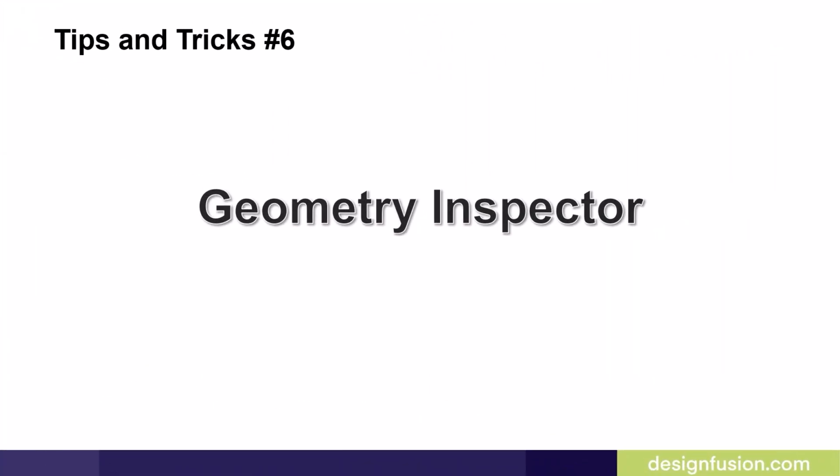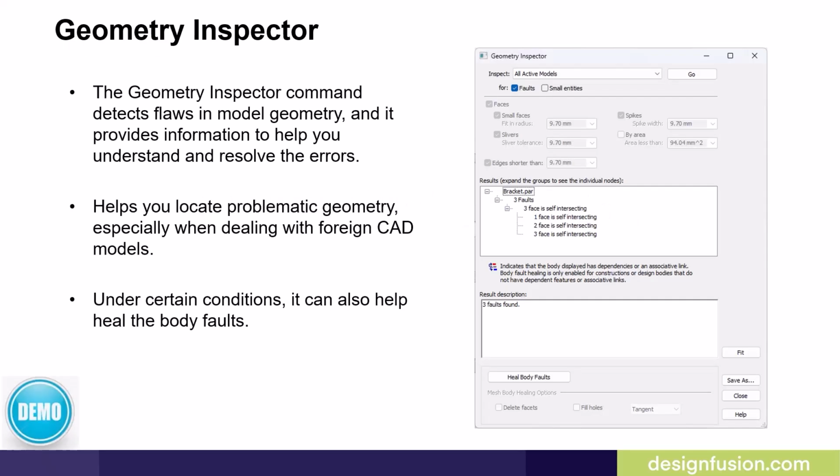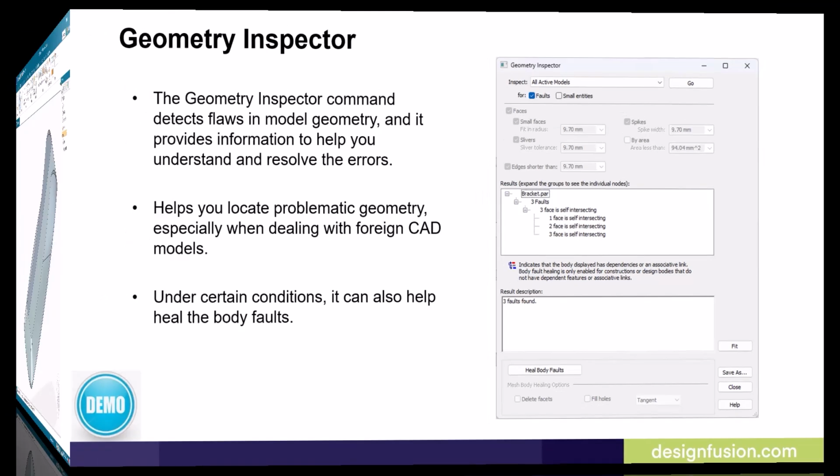Tips and tricks number 6, Geometry Inspector. When working with translated data, you want to ensure that there are no flaws in the translated model. Solid Edge provides the Geometry Inspector to assist you in locating problematic geometry. It will search for faults and can also search for small entities. Under certain conditions, it can also help heal the faults. Let's have a quick look at this in Solid Edge.